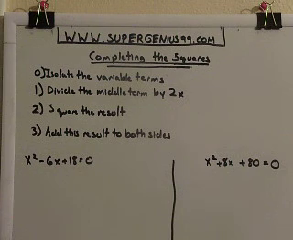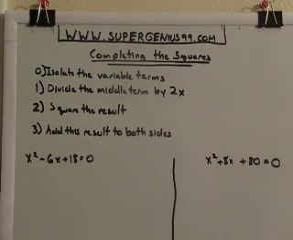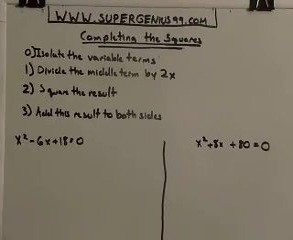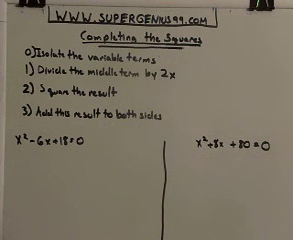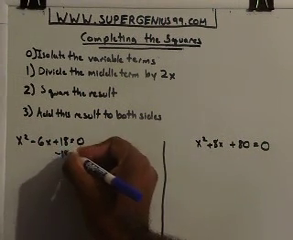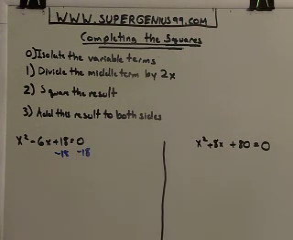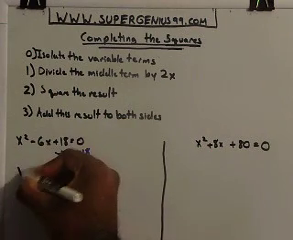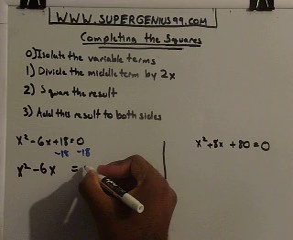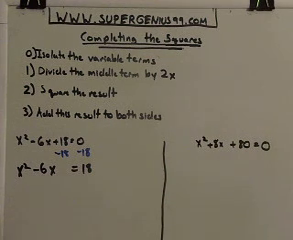Okay, so let's look at this first problem. We have x squared minus 6x plus 18 equals 0. So our first step will be to isolate the variable terms. So I'm going to subtract an 18 from both sides. So minus 18, and then that will just leave you with x squared minus 6x is equal to negative 18. Okay, so that was step 0.